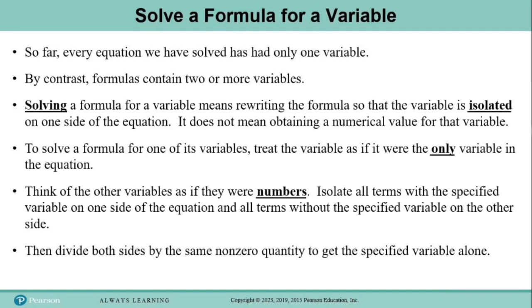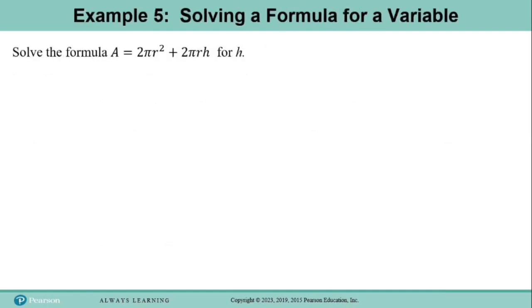Let's practice on that together. So here we have a formula. This happens to be the formula for the surface area of a cylinder, but that doesn't really matter. You don't have to know what the formula is for. But the formula is A equals 2 pi r squared plus 2 pi r h, and they're asking us to solve for h. In other words, we want to isolate the h. So what I'm going to do first is copy the formula down a little bigger so I can work on it. Okay, now I want to isolate this h.